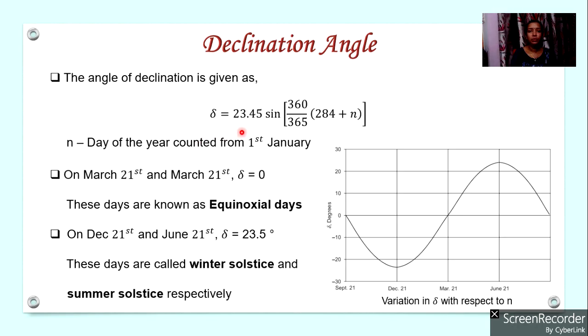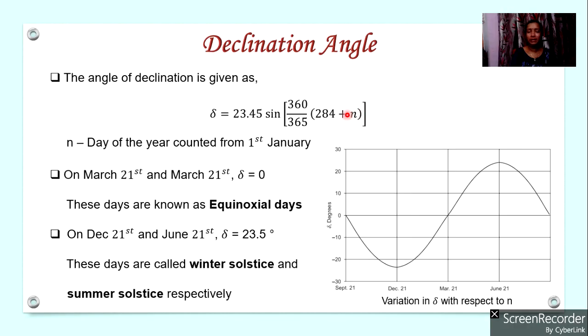Delta is equal to 23.45 sine of 360 divided by 365 into 284 plus n. This 23.45 denotes the tilt angle of the Earth. It can be either 23.45 or 23.5. So this value denotes the tilt angle. Delta equals 23.45 sine (360/365)(284 + n).